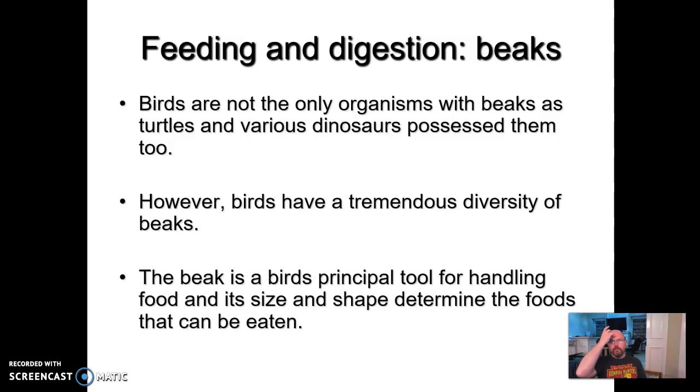Beaks. Birds are not the only organisms with beaks. Turtles and various dinosaurs possessed beaks. However, birds have tremendous diversity in their beaks. The beak is used for handling food, and the size and shape of that beak is what determines what they can eat. So they are kind of limited in their diet based on what their beak is shaped like.